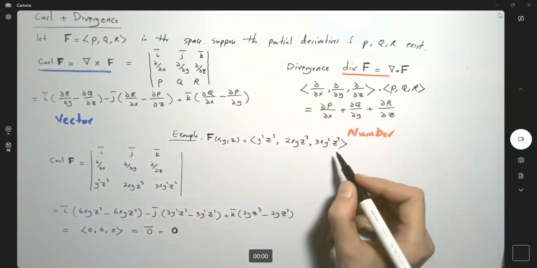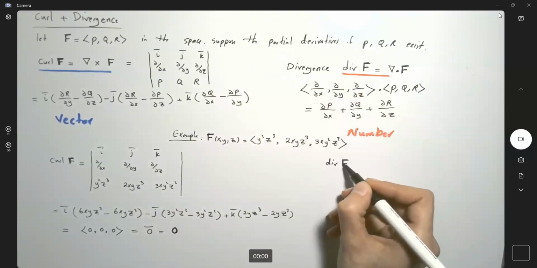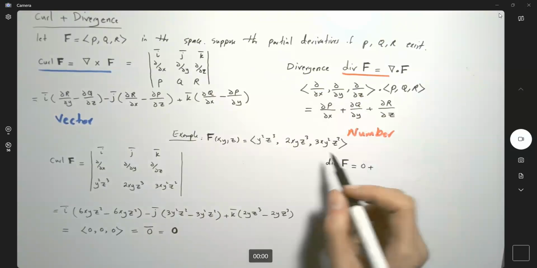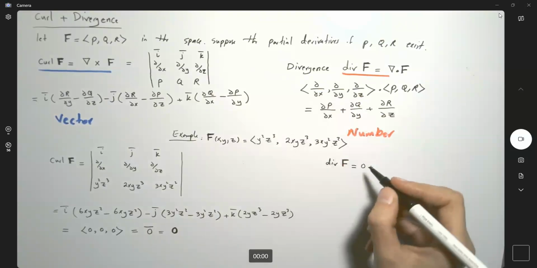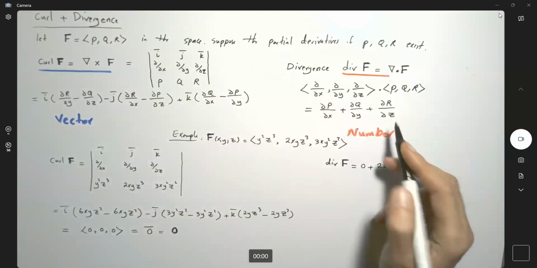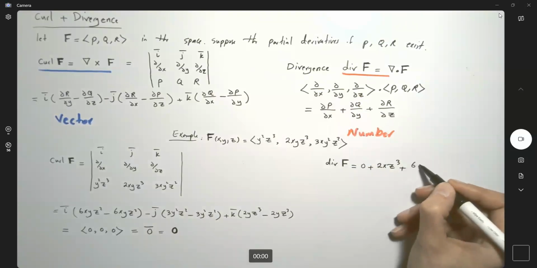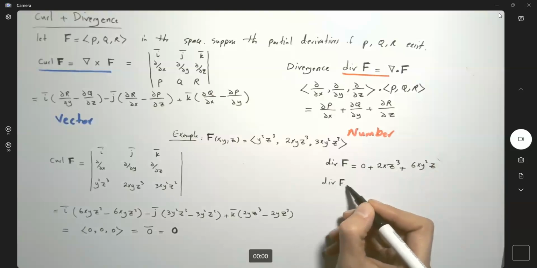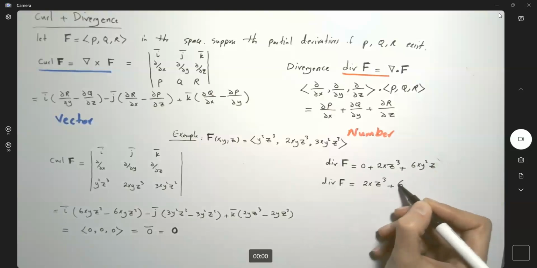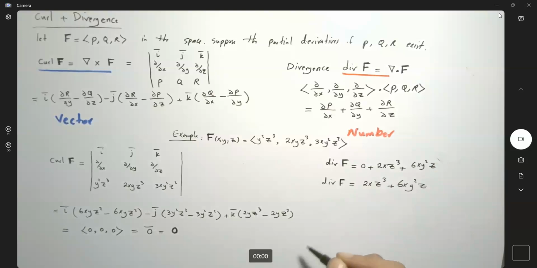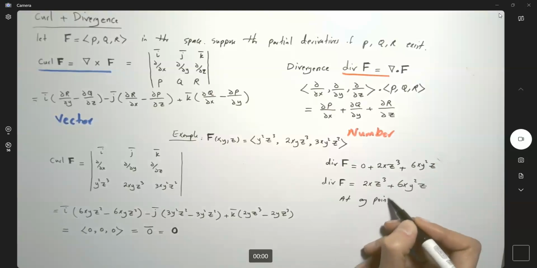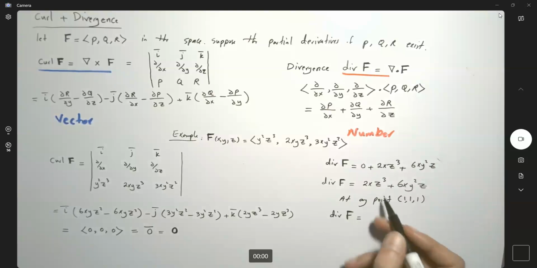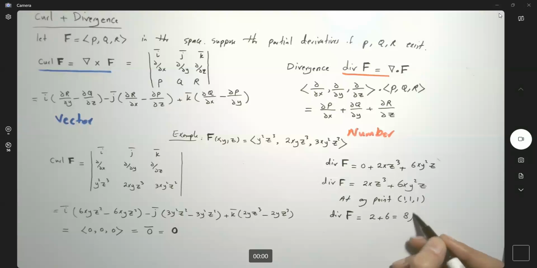What about the divergence? Divergence of f is basically finding the partial derivative of the first component with respect to x, finding the partial derivative of the second component with respect to y, which is 2xz cubed, plus the partial derivative of the last component with respect to z, 6xy squared z. So the divergence of f is 2xz cubed plus 6xy squared times z. So at any point, like 1, 1, and 1, you can easily find the divergence of f. In this case, it is going to be 2 plus 6, which is equal to 8.